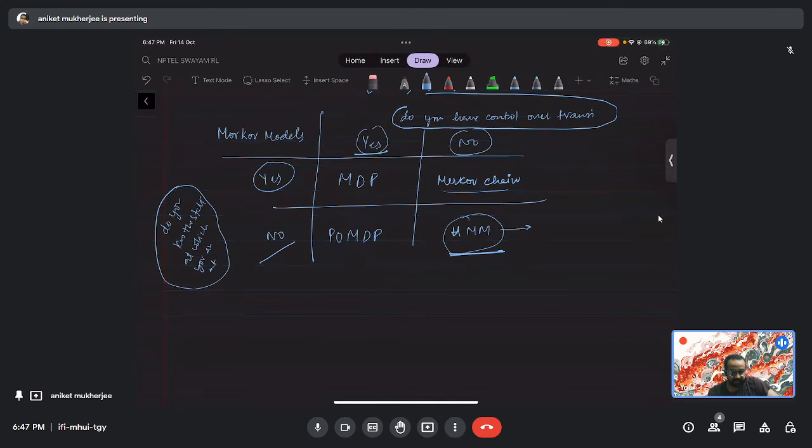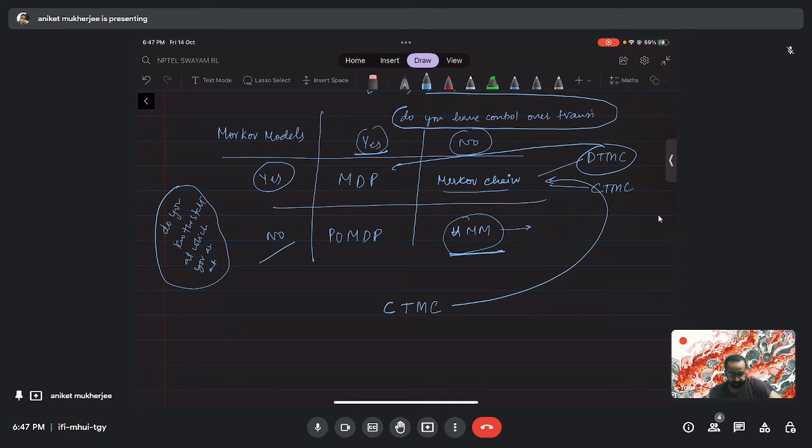Then there is CTMC. This comes under Markov chains. So Markov chains has DTMC and CTMC. Reinforcement learning deals with DTMC. Don't need to worry about CTMC. Everything is discrete time. You want RL to be discrete time. You don't want RL to be continuous time.